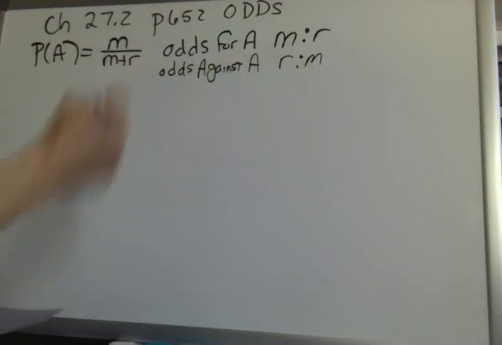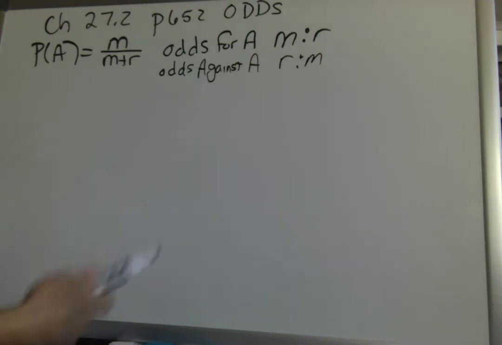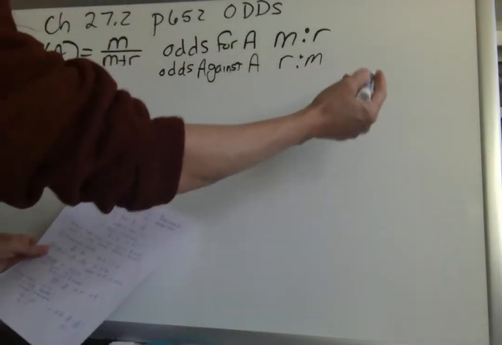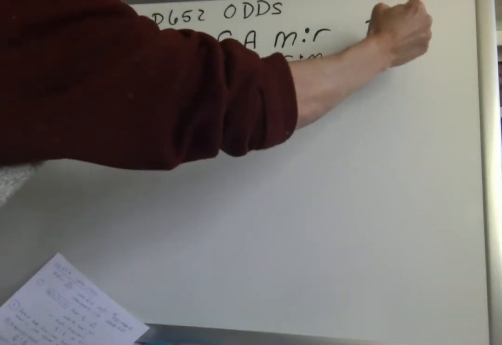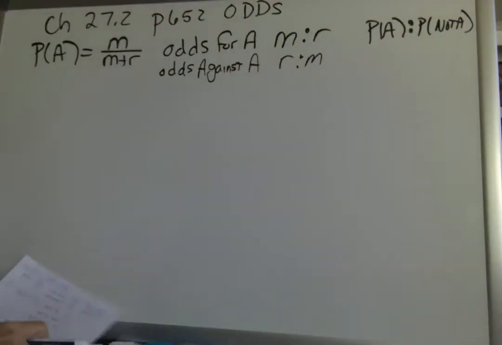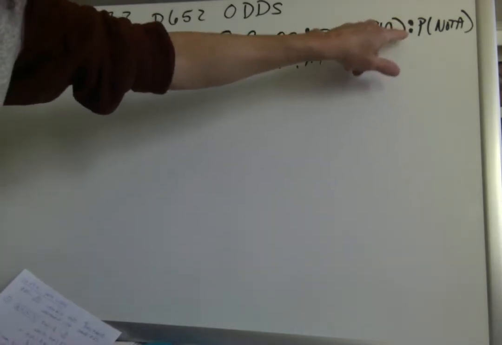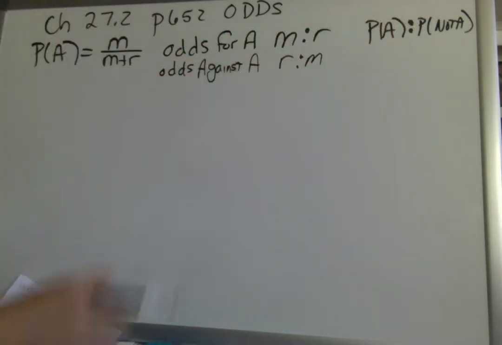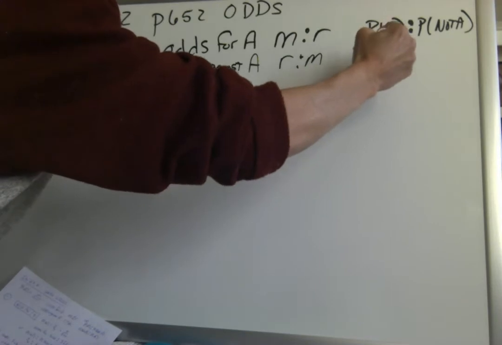Now, we are going to do the problems like this, but I just want to show you what makes more sense to me. Again, this is a personal opinion, right? You can think about it as the probabilities and then reduce, and I'll show you what I mean. Probability of A colon probability of not A. And then odds against would be the opposite.